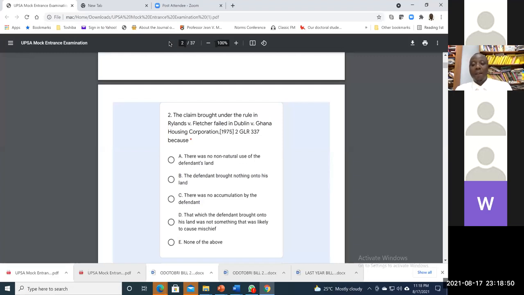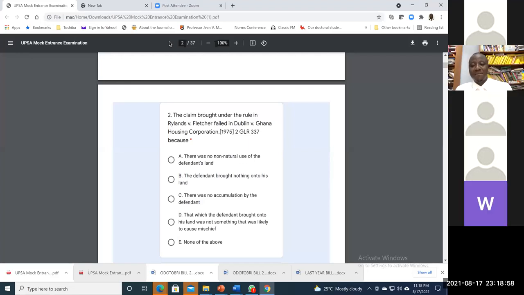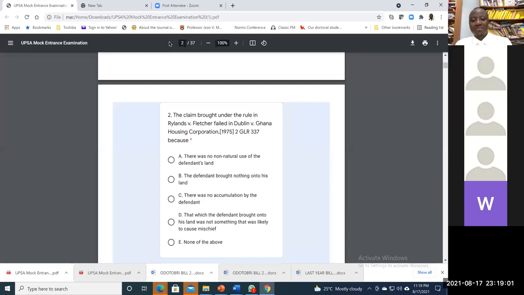The action failed. The action failed because the court was of the view that the defendant did not accumulate anything on his land that caused any mischief to the plaintiff's land. And in the rule in Rylands and Fletcher, you should be able to prove all the elements: that there was an unnatural use of the land, and he accumulated something that was capable of causing mischief when it escapes. So you read the decision and it clearly says that the defendant did not accumulate anything on the land.